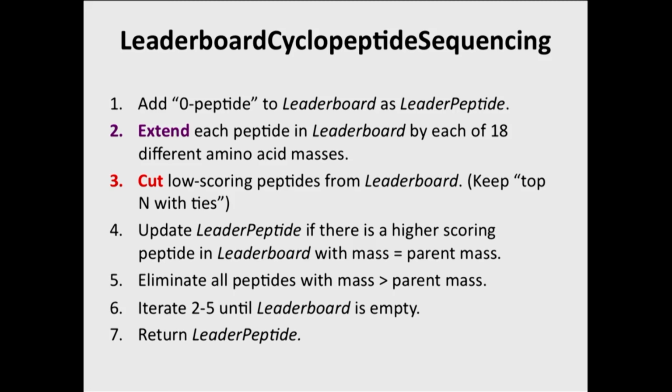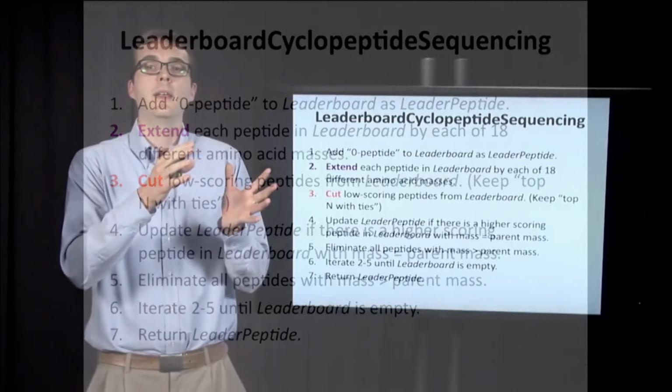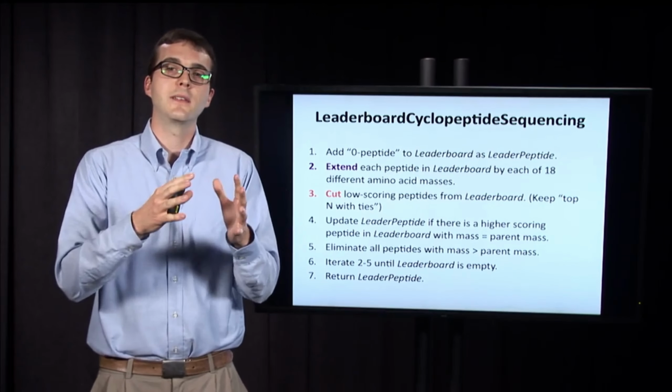So once we do these steps, we're just going to iterate these steps over and over again. So we have a branch step, and then a bound step, and then we have an update step where we say, is there a leader? And can we get rid of anything whose mass has gotten too big?